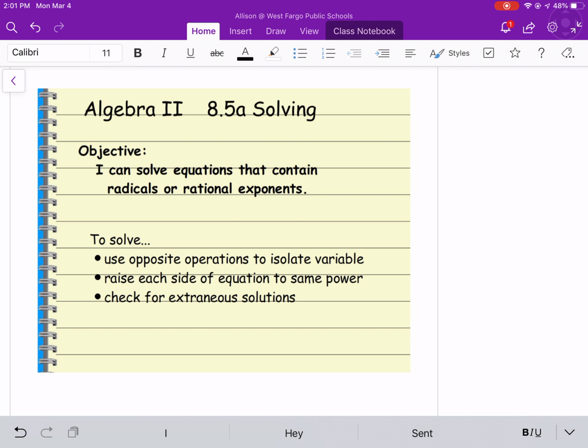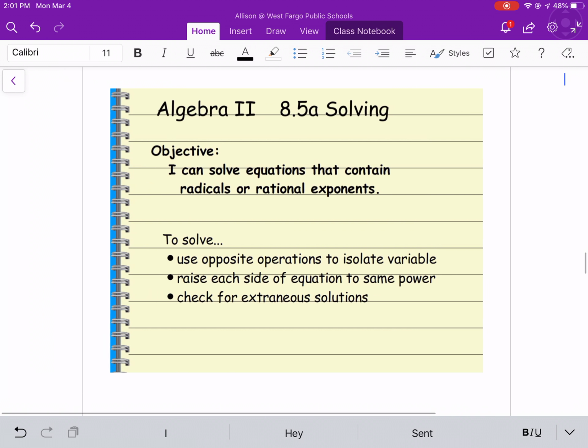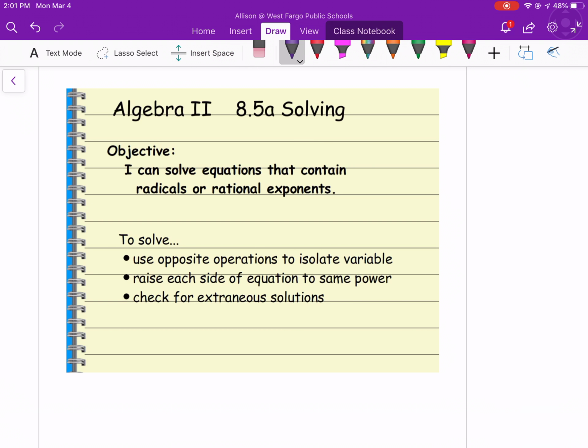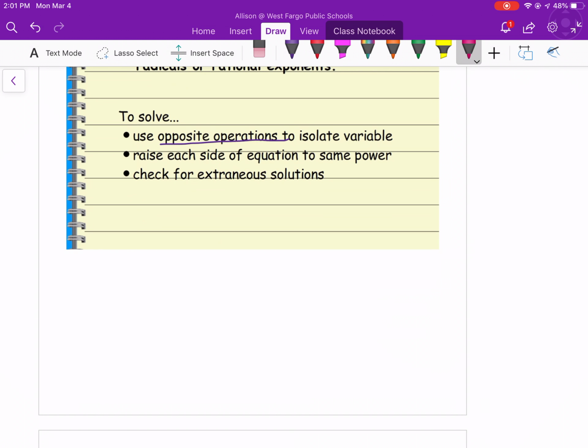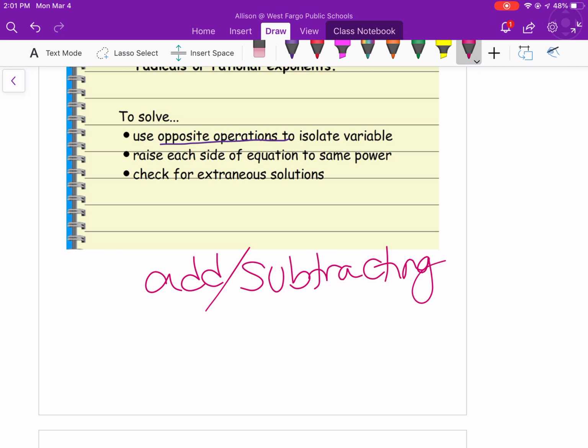All right, solving with radicals and rational exponents. So the big part of this lesson is going to be using those opposite operations to isolate the variable. So remember that the opposite operations are like the opposite of adding. The inverse operation would be subtracting. We got multiplying, that goes with dividing.